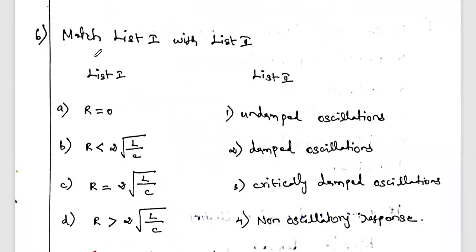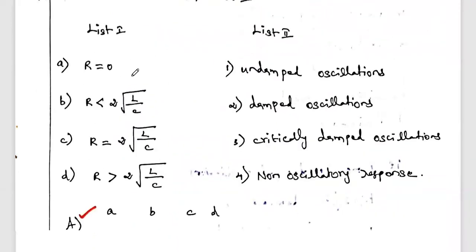Then the next question: match List 1 and List 2. In List 1, resistance R equal to 0, R less than 2 into square root of L by C, R equal to 2 into square root of L by C, and R greater than 2 into square root of L by C. In List 2, undamped oscillation, damped oscillation, critically damped oscillation, and non-oscillatory response. We have to match these.